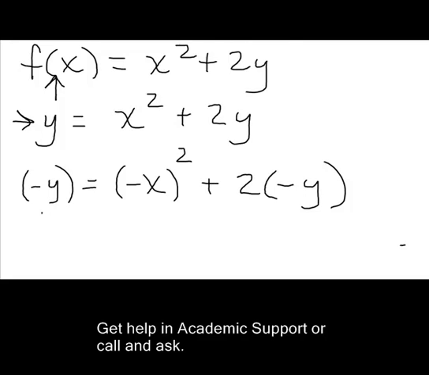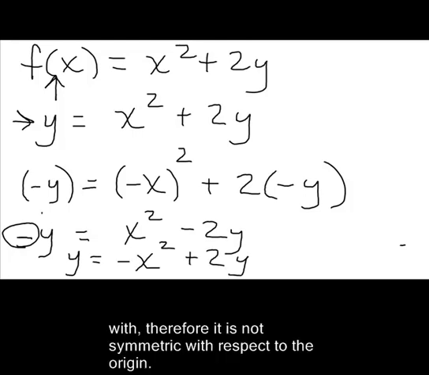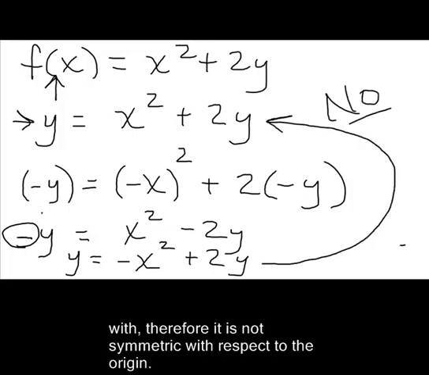A negative y that's not being squared or cubed or anything like that will just still be a negative y. Negative x squared will be a positive x squared. 2 times negative y is negative 2y. I can't have a negative on the outside, so I'm going to change that. And again, it is not the same as what we started with, so this one is not symmetric with respect to the origin.